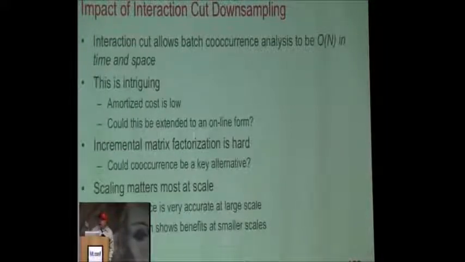The idea here is that the batch co-occurrence is order n, and we've processed n users. The question becomes, can we process a new transaction in order 1 time? The amortized time is good enough. Is the instantaneous single transaction good enough?